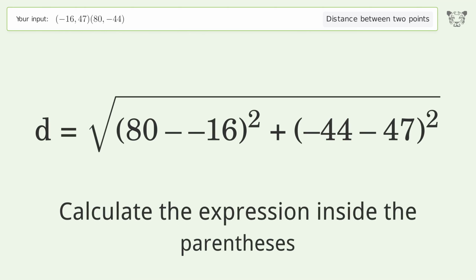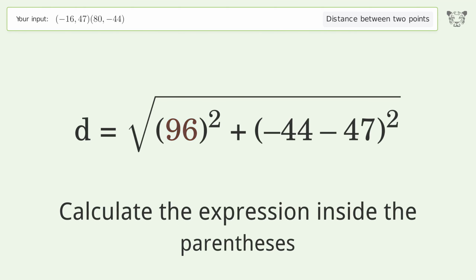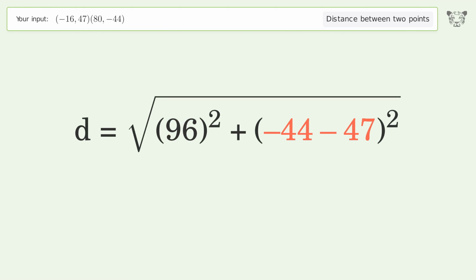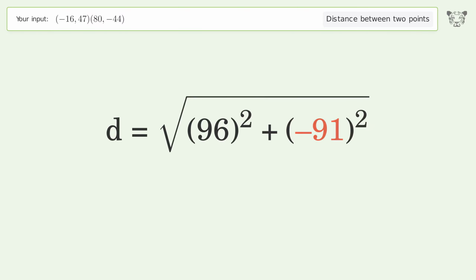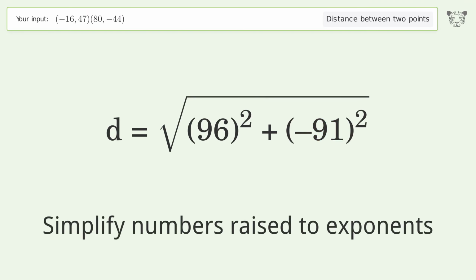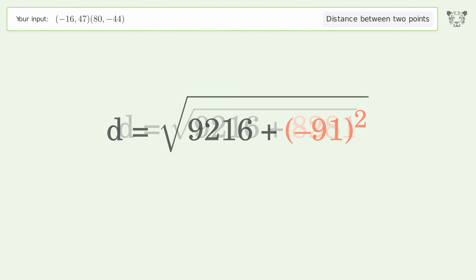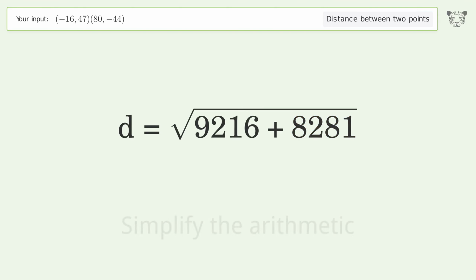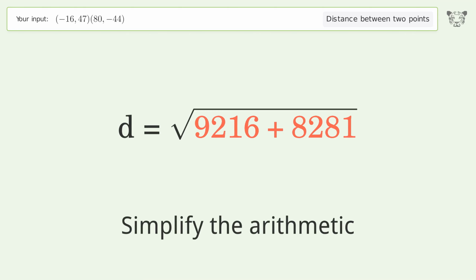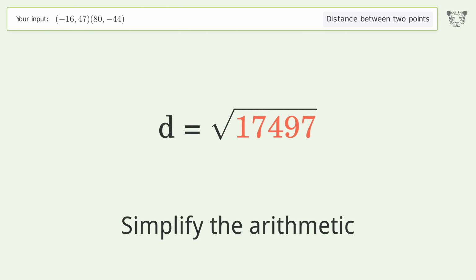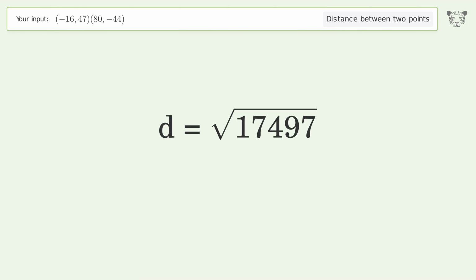Calculate the expression inside the parentheses. Simplify numbers raised to exponents. Simplify the arithmetic. And so the distance between the 2 points is the square root of 17,497 or 132.276.